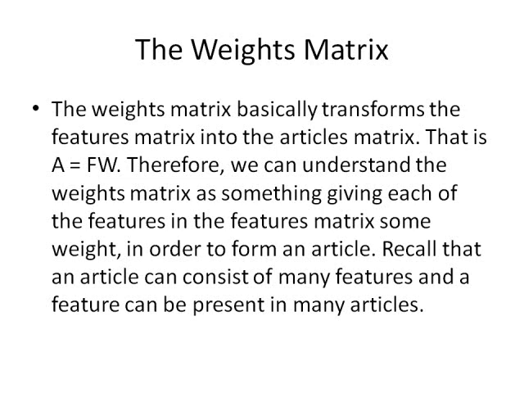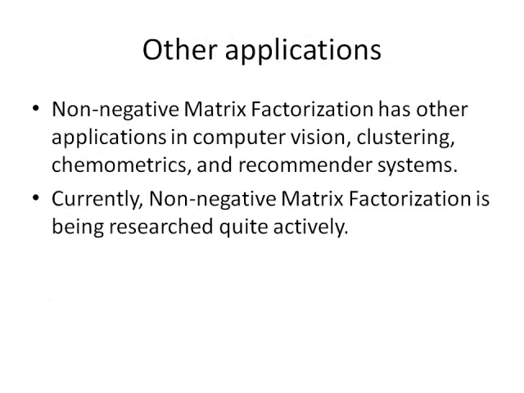The weights matrix basically transforms the features matrix into the initial articles matrix. So A is equal to FW. The weights matrix takes some linear combination of the features matrix and gives you back the articles. So an article is some combination of features with whatever weights, and that's what the weights matrix represents. That also needs to be non-negative or it doesn't make any sense.